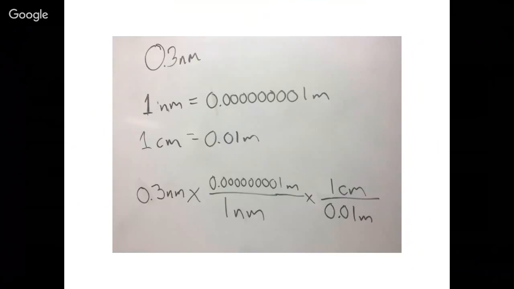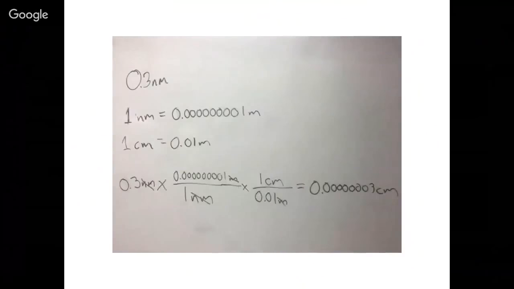We have our 0.3 nanometers and then our conversion of meters to nanometers in the first conversion factor times centimeters to meters in the second conversion factor. We multiply all that out, and we find that 0.3 nanometers is equal to 0.0000003 centimeters. So that's 7 zeros after the decimal point. Or this could be written as 3 times 10 to the negative 8th centimeters.